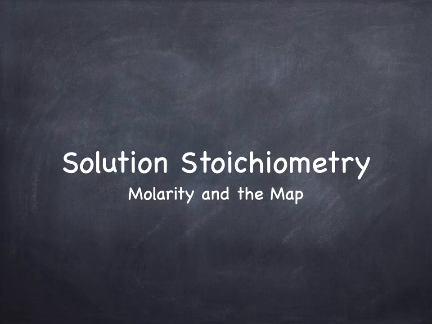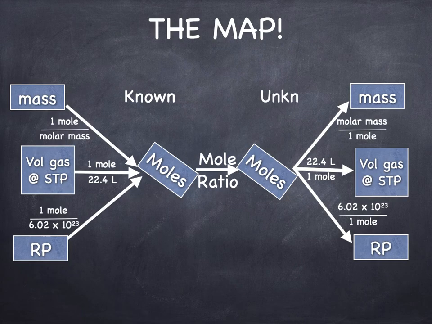So back to stoichiometry for just a second. Having covered concentration and solutions, we're going to revisit stoichiometry and the stoichiometry map. You'll remember the center of the stoichiometry map is moles with the mole ratio there in the middle, and there's a bunch of different ways we can get to that central feature. We can go through mass, we can go through volume of a gas at standard temperature and pressure, and we can go through representative particles.